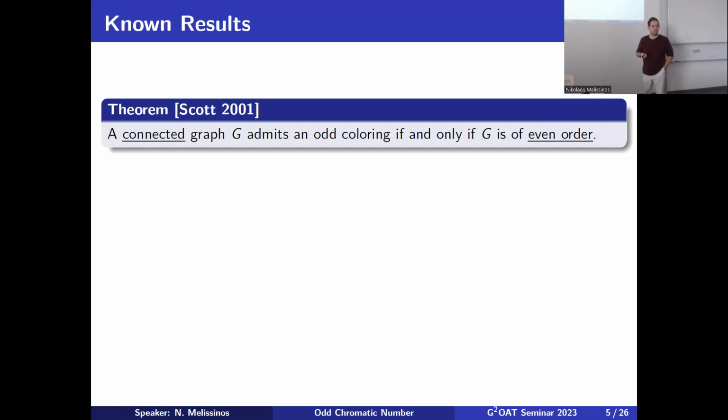If a graph is odd colorable, then it must have even order and should be connected. Even order is what exactly? The order, even order. What does it mean exactly? The size of the graph is even. Oh, okay.